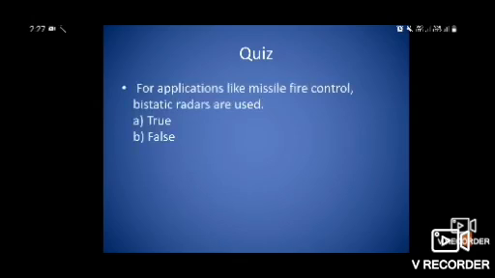for applications like missile fire control. When we talk about the applications of radar, I have told you that it is mainly used for missiles, that is, military applications. So when we are using missiles, are we using bistatic radars or not? That is true. We use bistatic radars for missile fire control. Okay, you can note this question also.